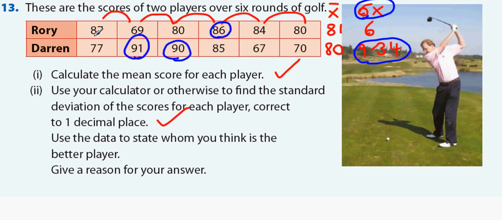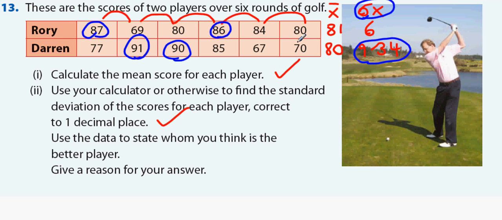So Rory isn't really as good as Darren, I'd say, because Darren has potential for higher scores more often. But then again, when Darren has a bad day, he has a really bad day. So, give a reason for your answer: I'd say Darren is a better player because he scores lower scores more often.